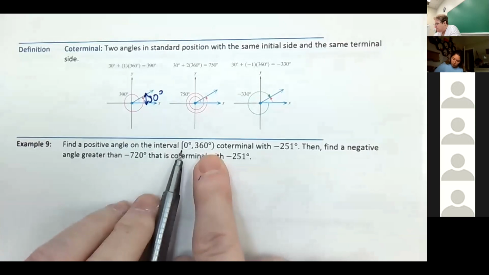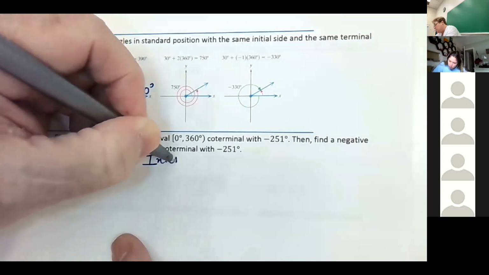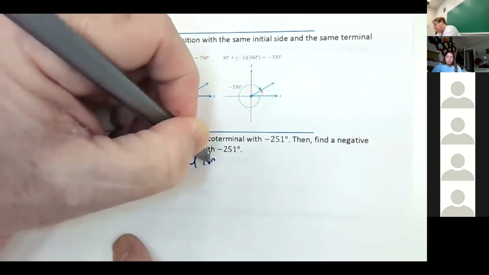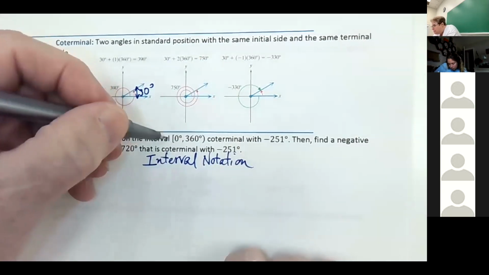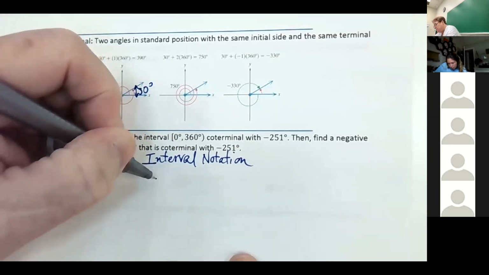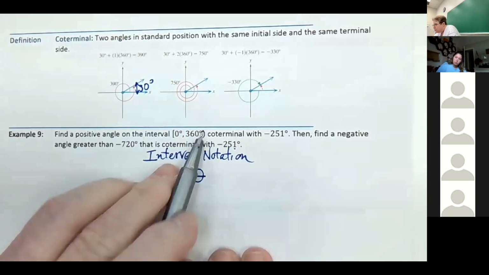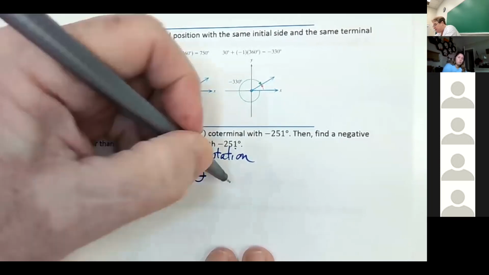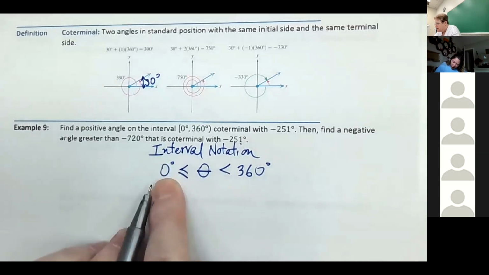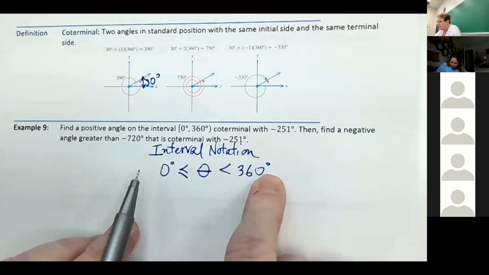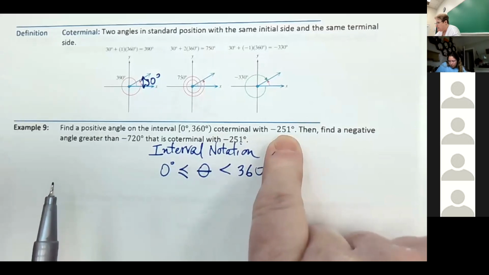Now, this notation is interval notation. If it's a squared off bracket, that means we include it. If there's a rounded bracket, that means we don't include it. So we want to find an angle between 0 degrees and 360 degrees, and it can be all the way to 0, that is coterminal with negative 251.